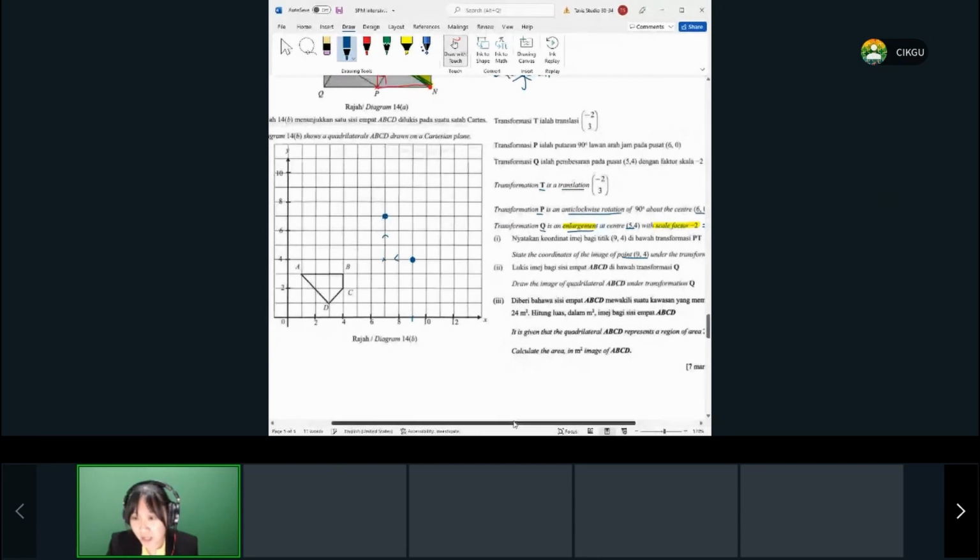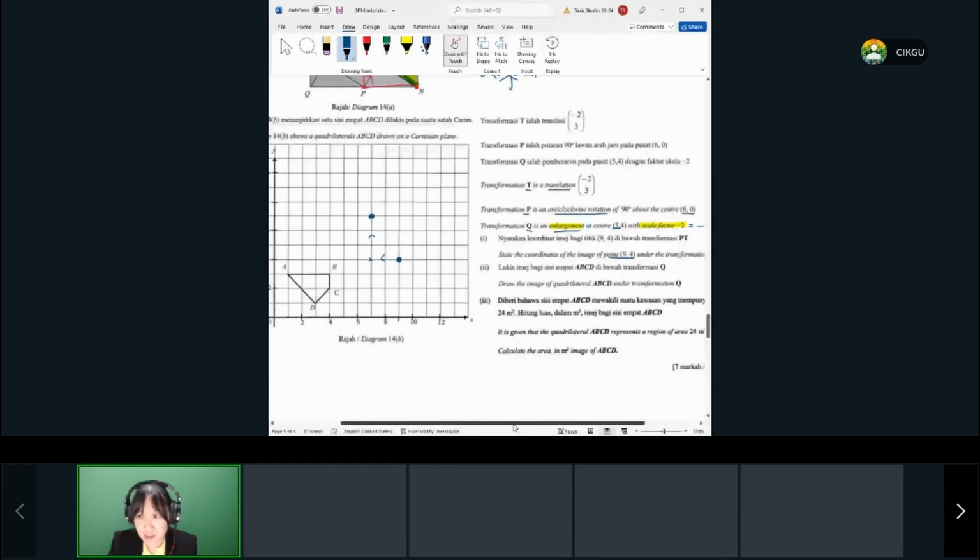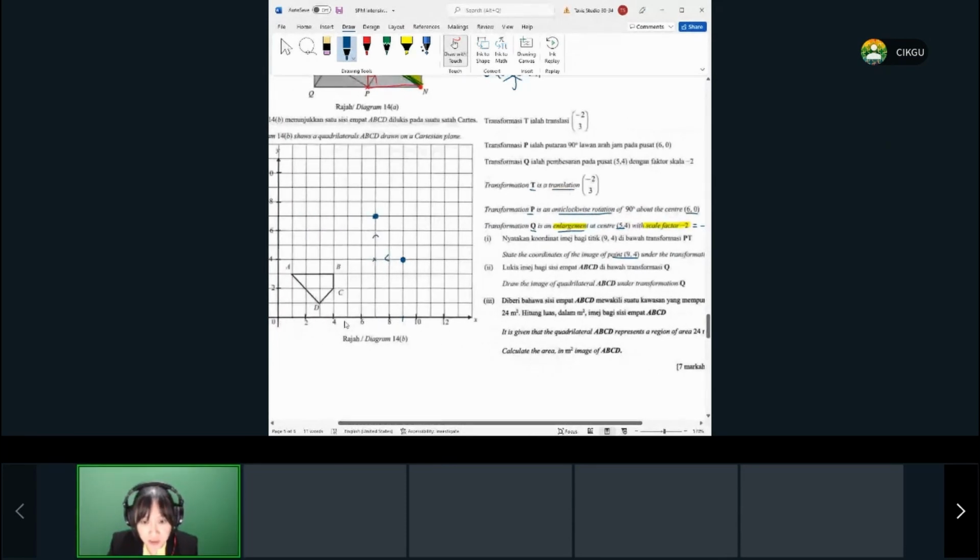So after you do T, you do P. P is an anti-clockwise rotation at this center. The center is (6, 0). So where's (6, 0)? (6, 0) is right here. Okay, let me use another color. So this is the center of rotation. So this was the point that I reached just now, right?